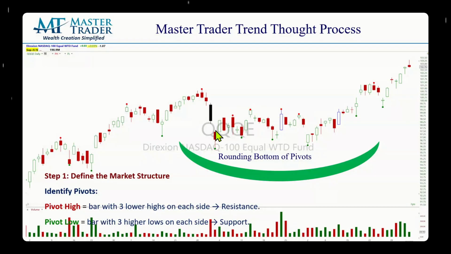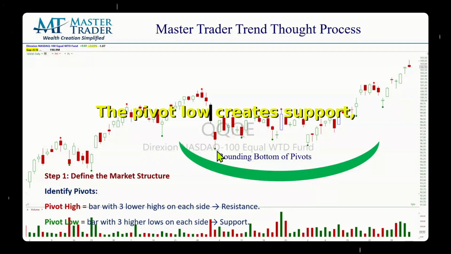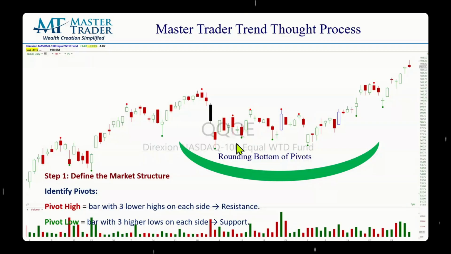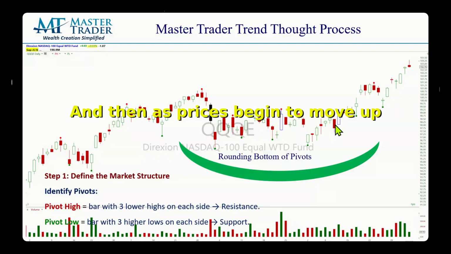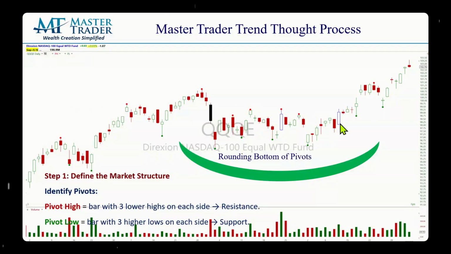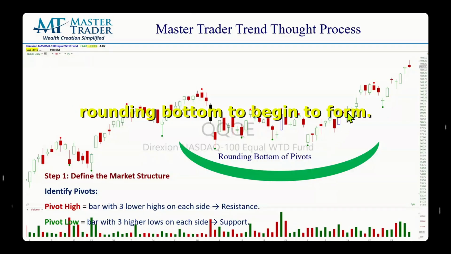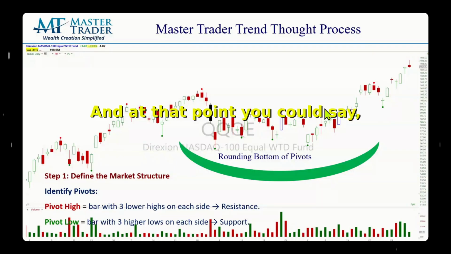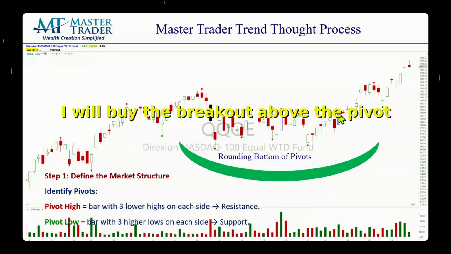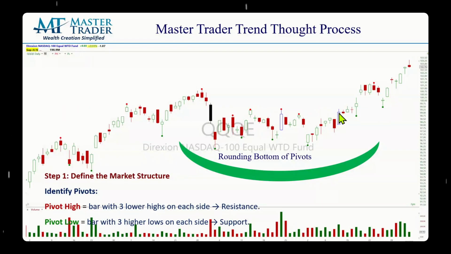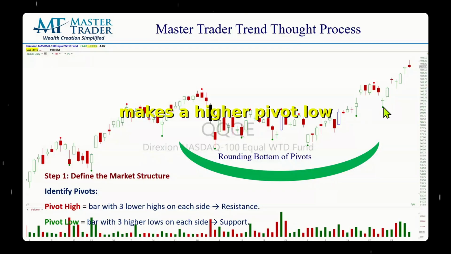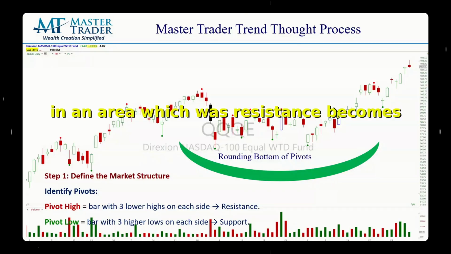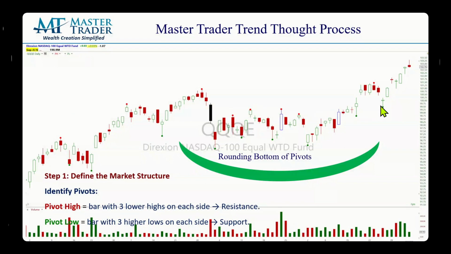The move down created uncertainty. The pivot low creates support. More pivot lows, additional support. And then as prices begin to move up again, we see the rounding bottom begin to form. And at that point, you could say, I will buy the breakout above the pivot highs. And that's what we recommended. Pulls back, makes a higher pivot low in an area which was resistance, becomes support. More simple stuff.